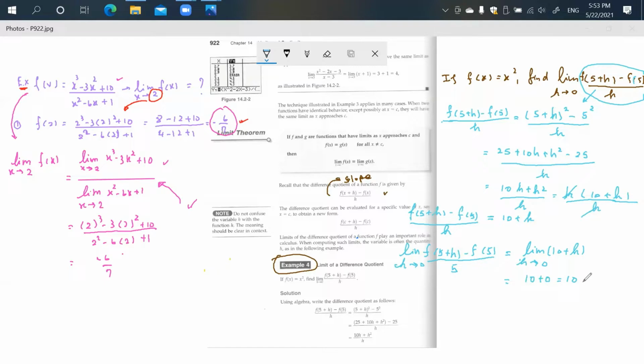Okay. So I think that's all for today. And then you can start to practice exercise 14.2 on how to use the properties of limits. Okay, I will post in the group chat and then you take a look at which questions you have to do.